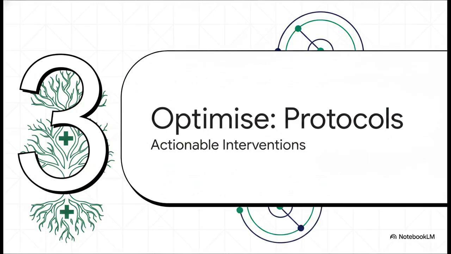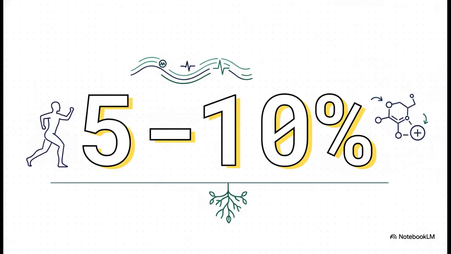Which leads us perfectly into Section 3, Optimize, Interventions, and Protocols. Let's talk about how we translate all this data into actual action. Get this. Achieving just a 5 to 10% reduction in body weight, so we're talking roughly 10 to 20 pounds for a 200-pound person, yields a massive, statistically significant improvement across your entire lipid panel. It is literally a game changer.